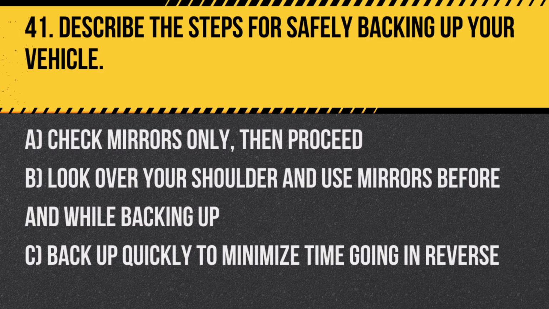Question 41. Describe the steps for safely backing up your vehicle. A. Check mirrors only, then proceed. B. Look over your shoulder and use mirrors before and while backing up. C. Back up quickly to minimize time going in reverse. Answer. B. Look over your shoulder and use mirrors before and while backing up. It is essential to have a clear view of the area behind your vehicle to ensure safety while reversing.